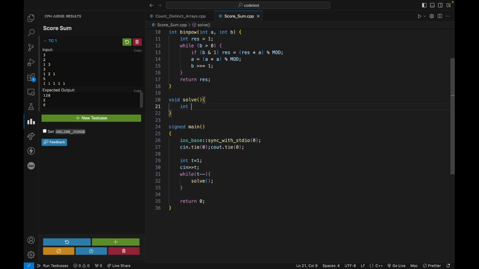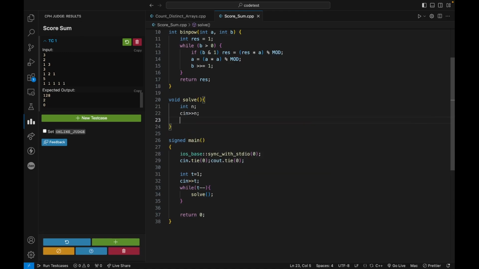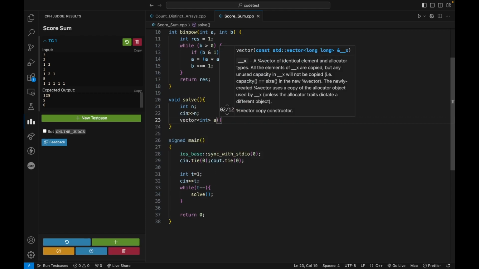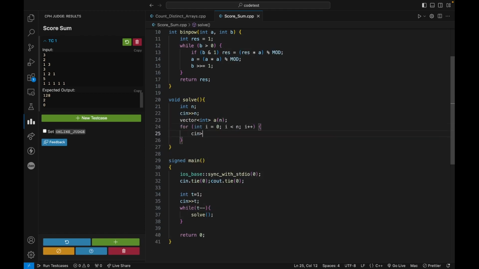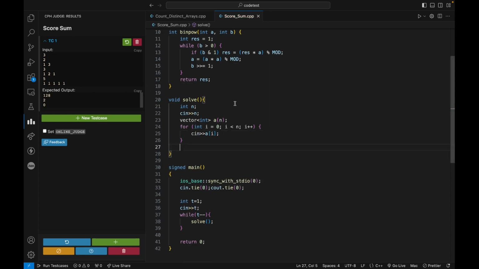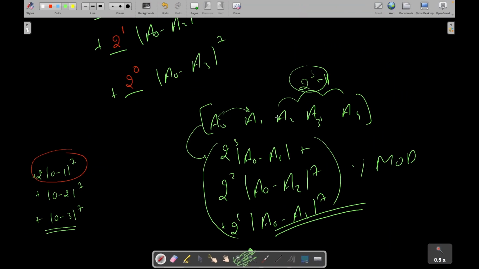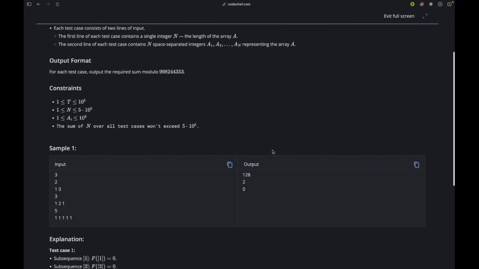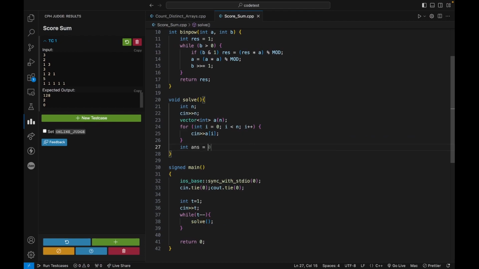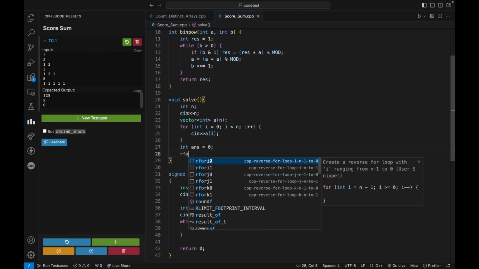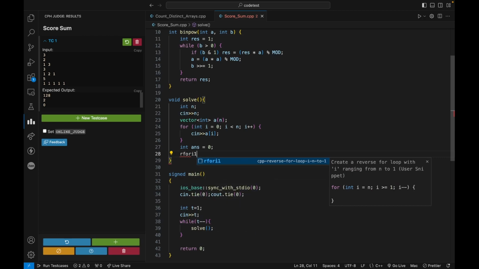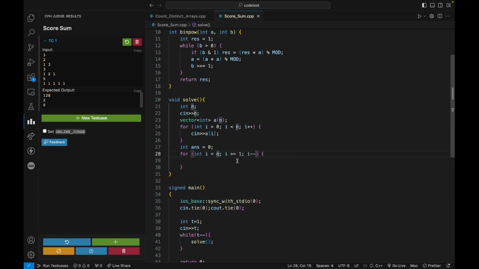Then let's take the integer input and then the vector. So now we have the array with us. Now what we did is we need to calculate a0 minus a1 these values and then do this 2 to the power, right? So basically we need an answer variable, right? And then a reverse for loop, and this will start from n minus 1.